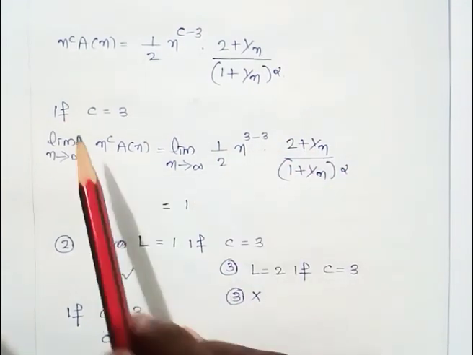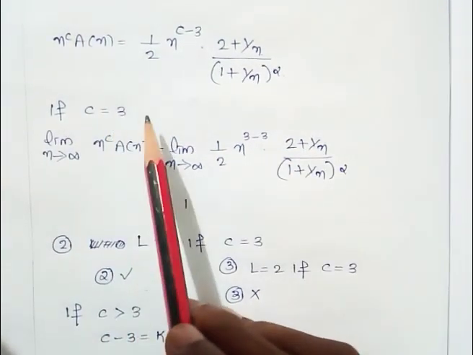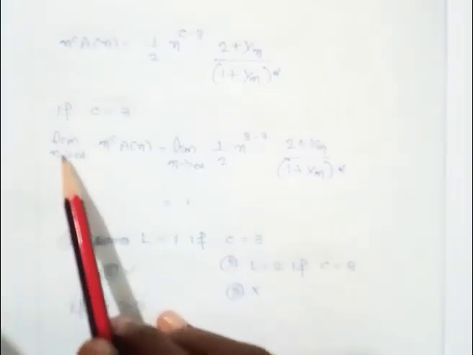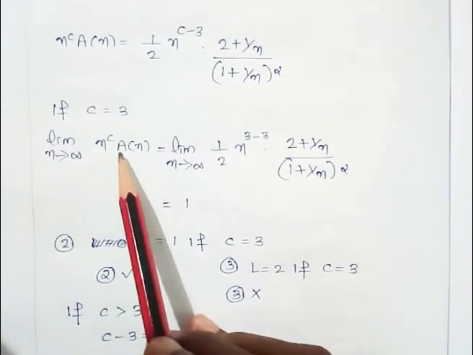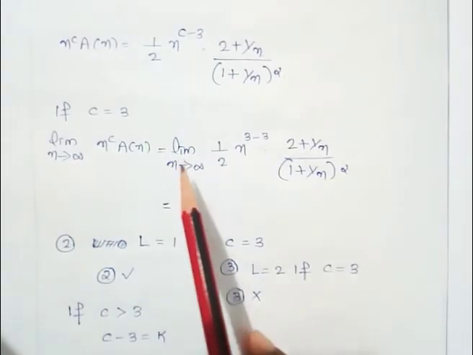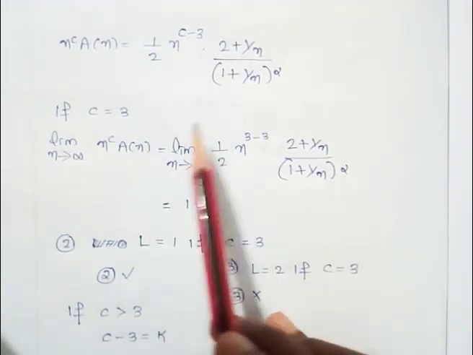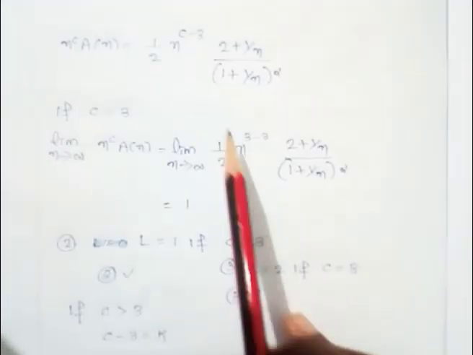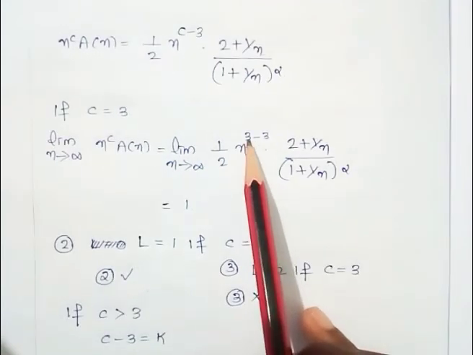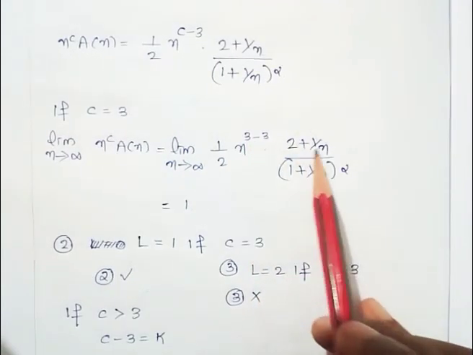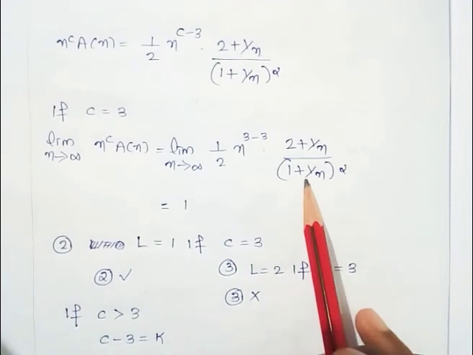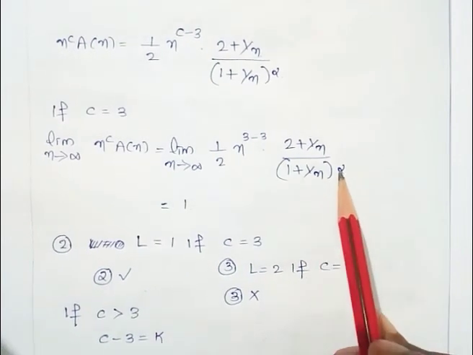Now if we put c equal to 3, then find the limit: the limit as n tends to infinity of n^c a_n is equal to the limit as n tends to infinity of 1 by 2 into n^(3-3) into (2 plus 1 by n) divided by (1 plus 1 by n)^2.